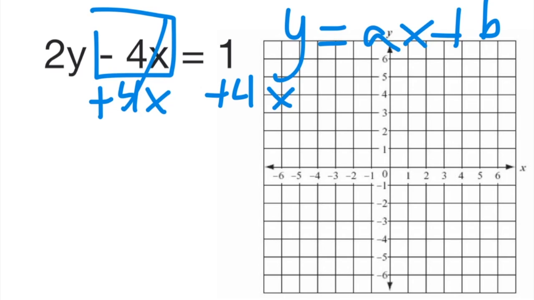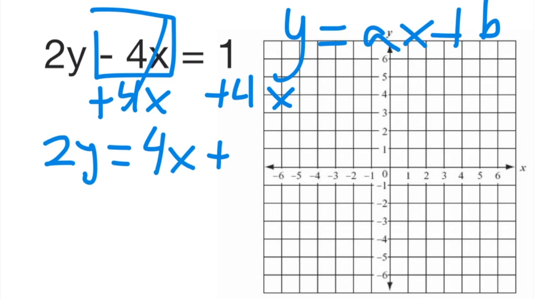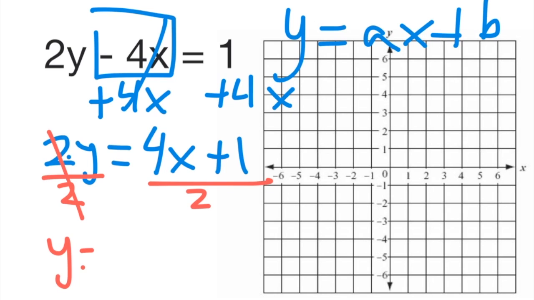The minus 4x and the positive 4x cancel out, leaving 2y is equal to 4x plus 1. You cannot add them together because they're not like terms. And now we got to get rid of the 2 times y. We got to get rid of the times 2. Do the opposite, divide both sides by 2. So the equation is y equals 4x divided by 2 is 2x. 1 divided by 2 is a half.